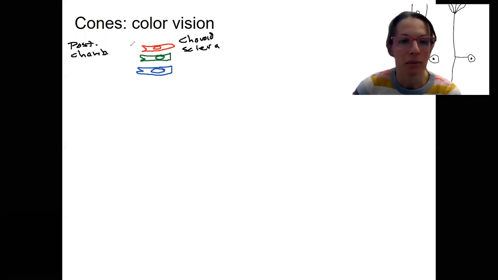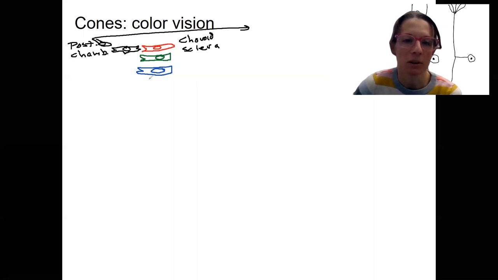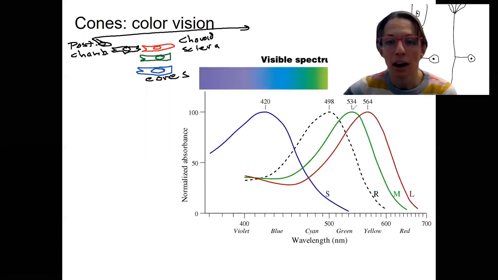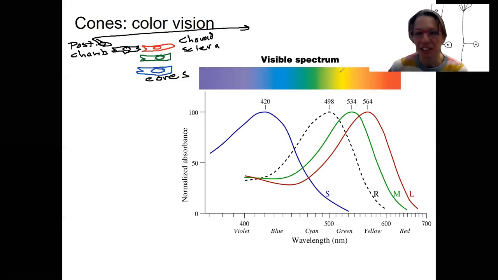Then we would have bipolar cells in the middle here, and ganglion cells, that then would transmit this back to the brain. So here are our cones in 3 different colors, each detecting a different wavelength. Here is an image of what those wavelengths look like and how the cones relate to those.